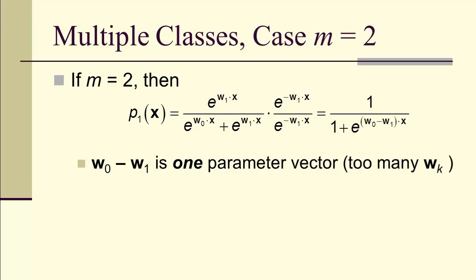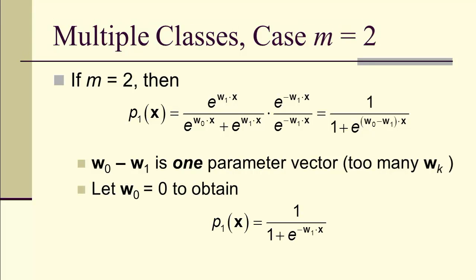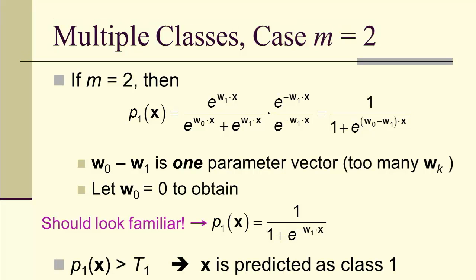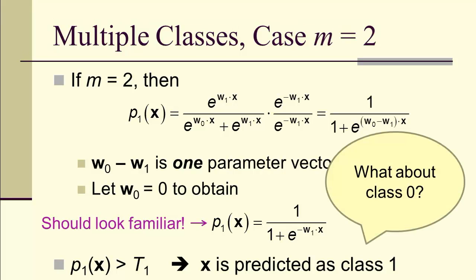But it's only 1, so we have too many w sub k's in this scheme. But what we do there is just we let one of the parameter vectors be zeros. And if we do that, then our probability model is 1 over 1 plus e to the negative w1 dot x. Exactly what we saw with logistic regression. Looks familiar, huh? And if P1 of x is greater than T1, x is predicted as class 1.